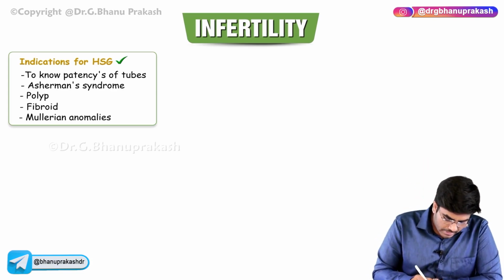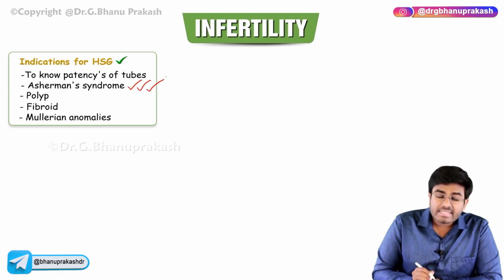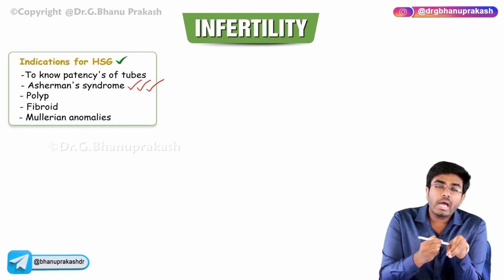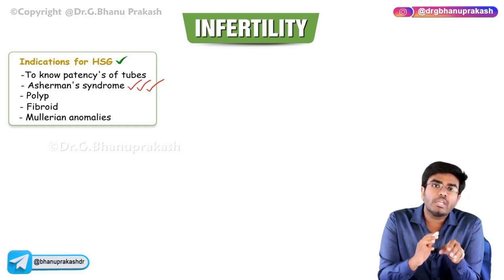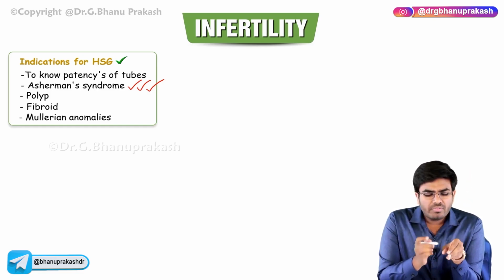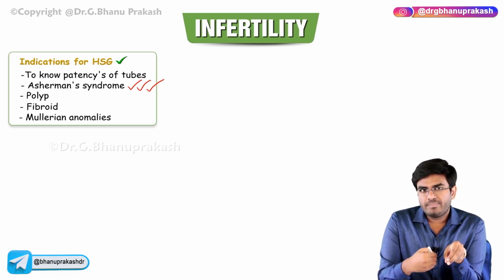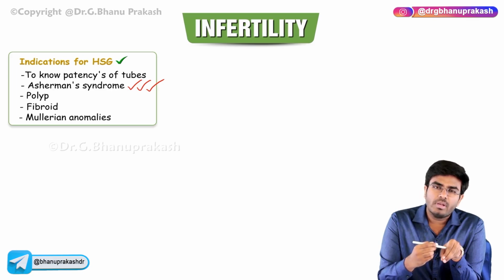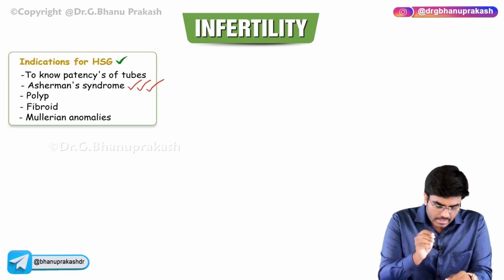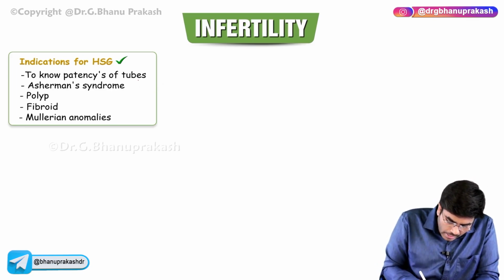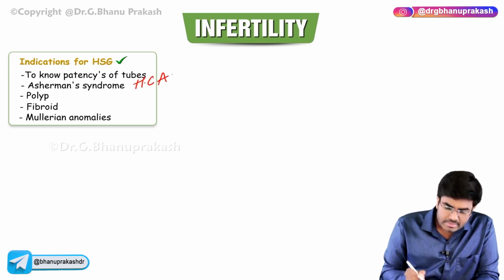For example, if there is Asherman syndrome, what exactly is Asherman syndrome, guys? We already know it. Asherman syndrome means intrauterine adhesions or intrauterine synechiae. Now, if you have performed hysterosalpingography and this female is having Asherman syndrome, what kind of appearance will you get? Asherman syndrome on hysterosalpingography will have a honeycomb appearance.